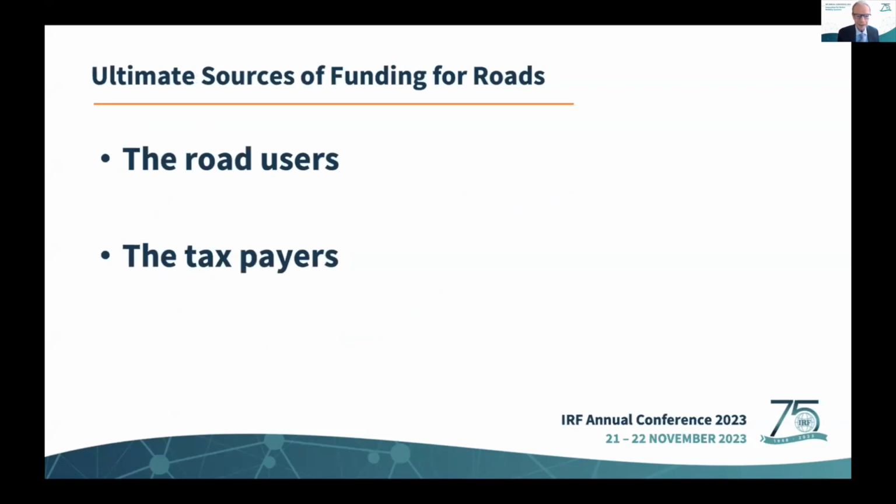So ultimately, I would say that there are two sources of funding for roads: the road users and the taxpayers. We can say fuel levy, fuel fees, fuel excise tax, whatever we say, ultimately there are two sources of funding: the road users and the taxpayers. And next.